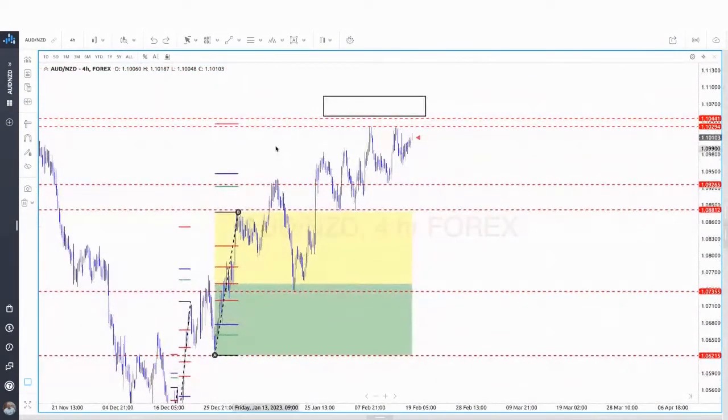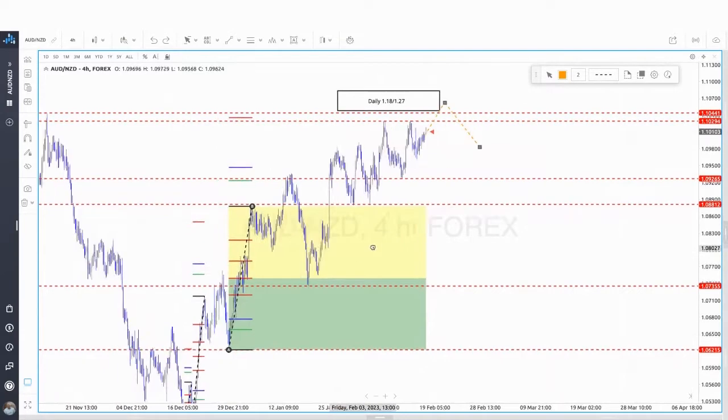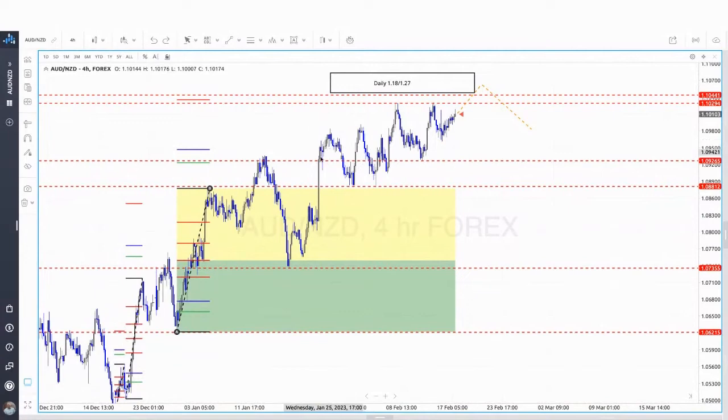We got a D extension. We're going to mark this out. This is our daily 1.18-1.27, our daily 118, 127 zone. Bang. Inside that box, we got our 4 hour D extension right here. So what we love to see, just like we said on the daily, is price to push into this zone, maybe push a little bit higher into that 118, 127 zone, and then see if we get an opportunity to get short. That's how this game is played. That's what we're looking for.